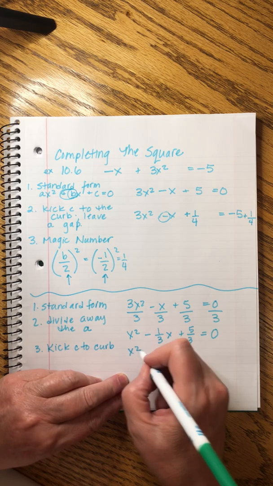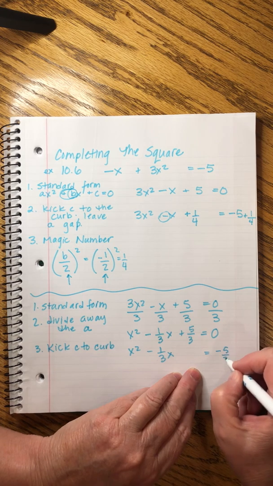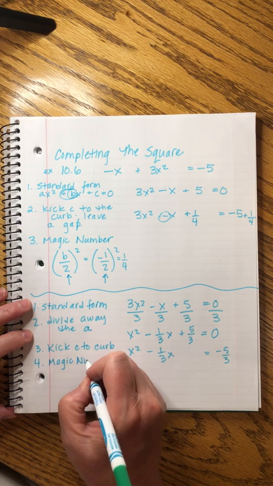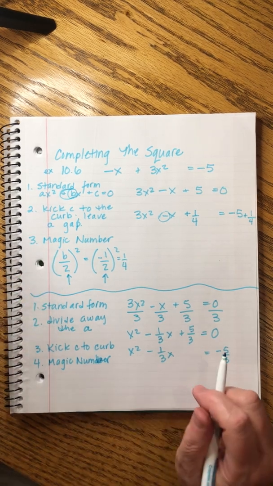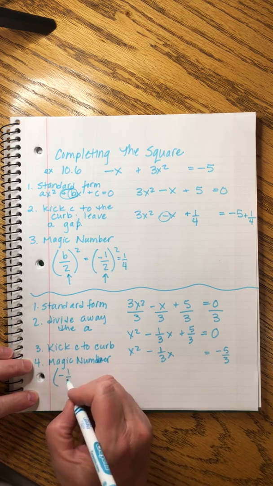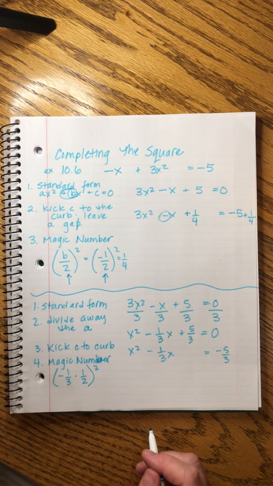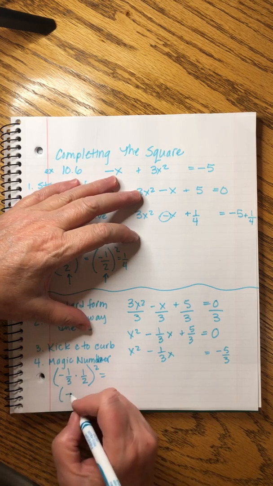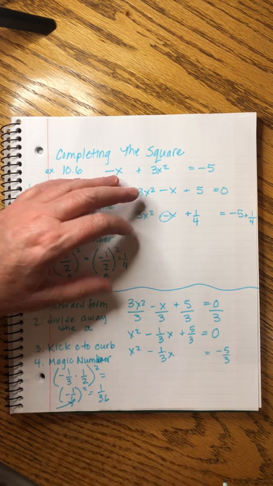And we have x squared minus 1/3 x with a gap and then it's minus 5/3. Now it's the magic number. And this isn't wrong, but the way I calculate it is to say B is minus 1/3 times 1/2 quantity squared. So now this becomes minus 1/6 squared, which is 1/36. And I draw my arrow to that.